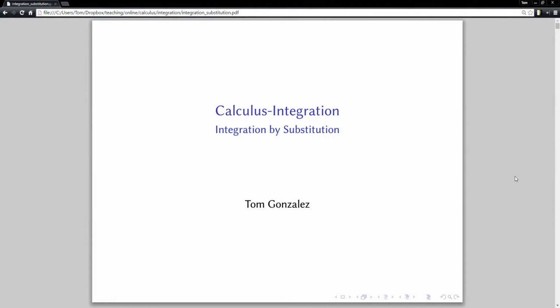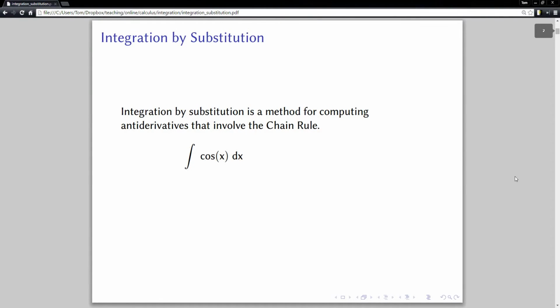In this video, we're going to talk about the technique of integration by substitution. Integration by substitution is a method for computing antiderivatives or integrals that involve the chain rule. So for instance, let's take a look at this first integral here.